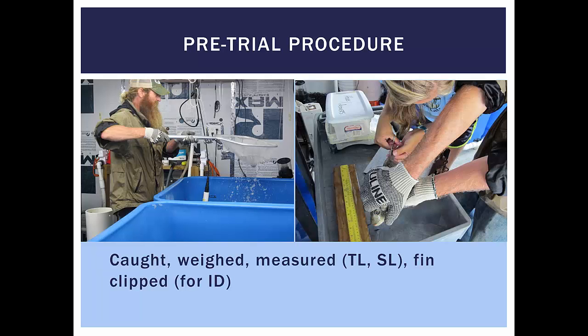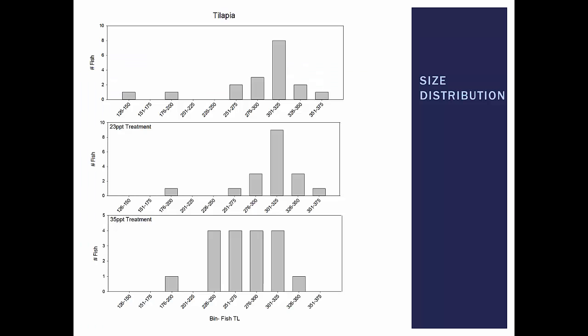So before we started any trials, we caught them, weighed them, measured them, and fin clipped them for identification. So we actually have a lot of data on each individual fish's growth and when each fish had died. So it's pretty helpful, even though we haven't had time to look into that incredibly yet, because this just finished a couple days ago, actually, my last trial.